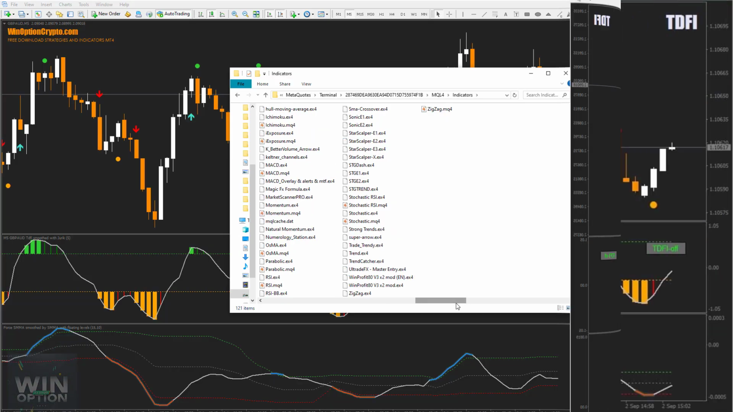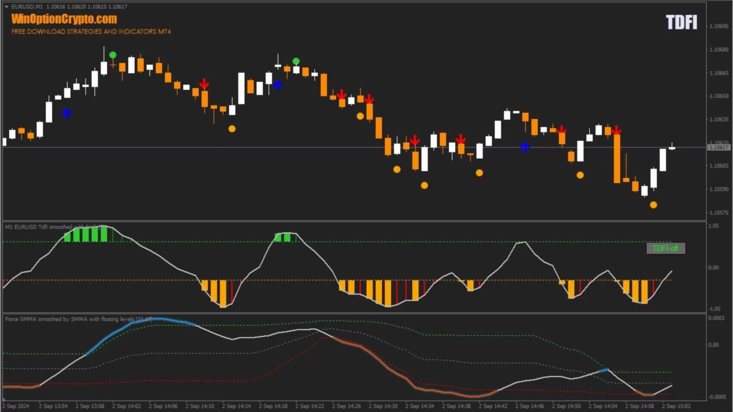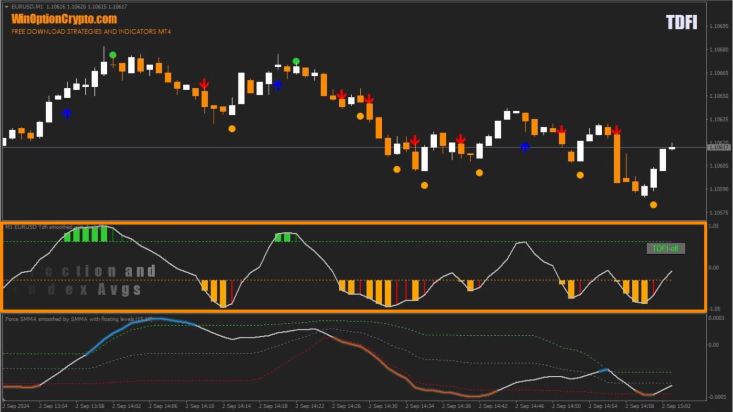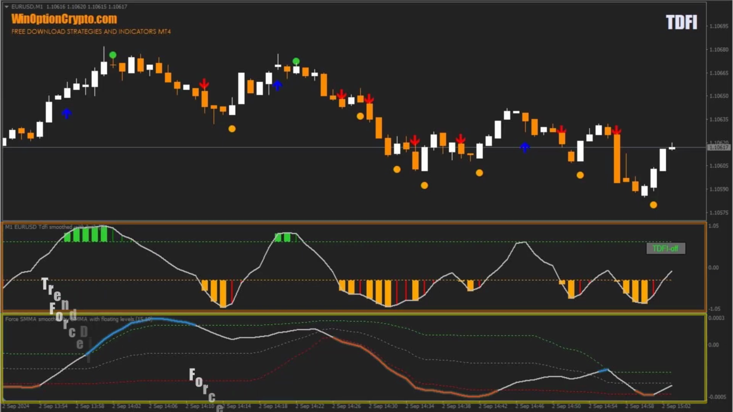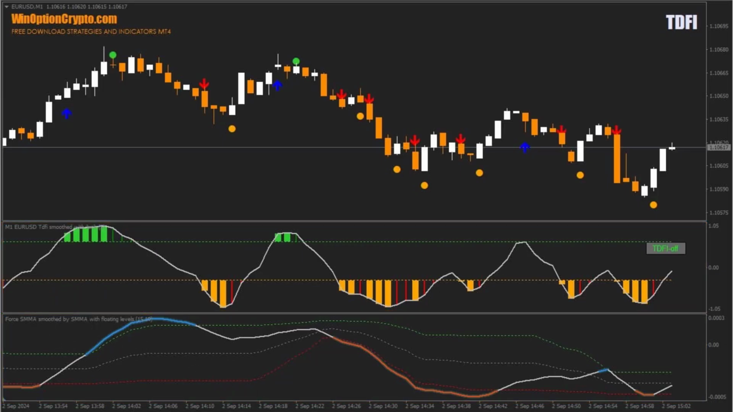Let's look at the operating principle and key settings of this strategy. TDFI consists of two custom indicators. One of them is trend direction and force index averages, quite complex and multifunctional, with a large number of settings. The second one, force averages float in levels, is a regular auxiliary oscillator with two moving averages. The main attention should be paid to the first tool, since it is the one that generates trading signals for opening call and put options.